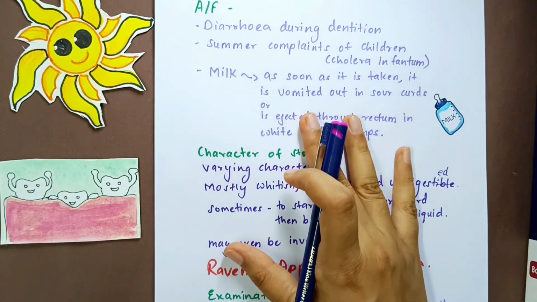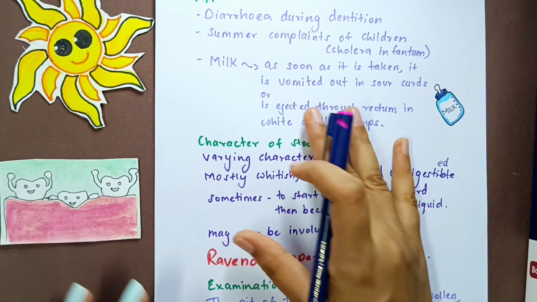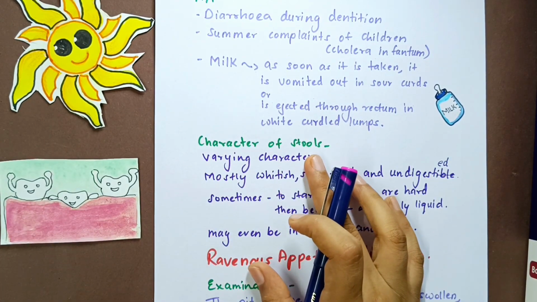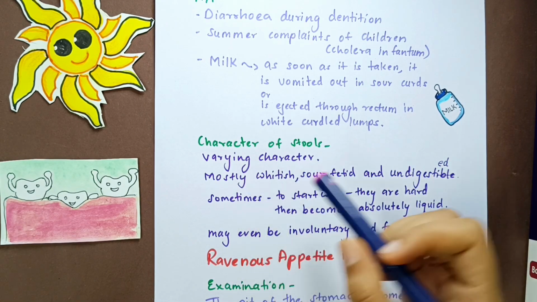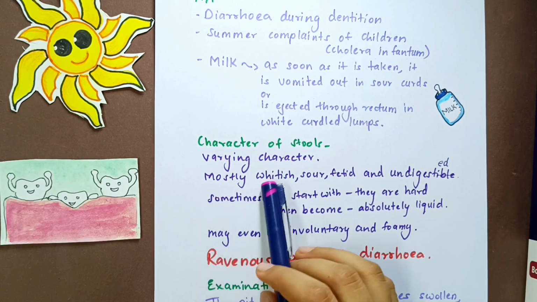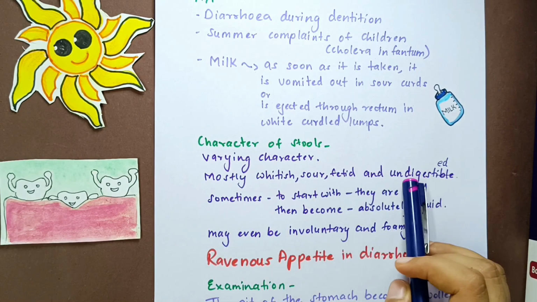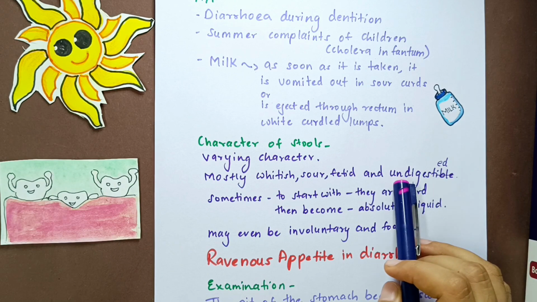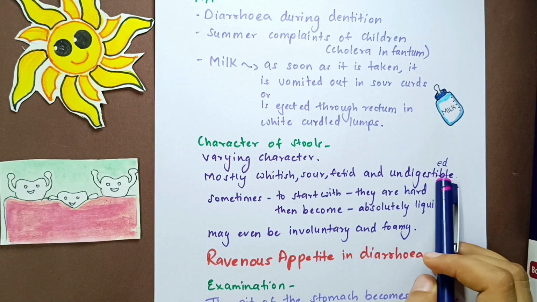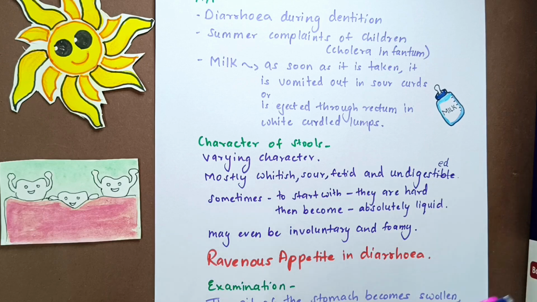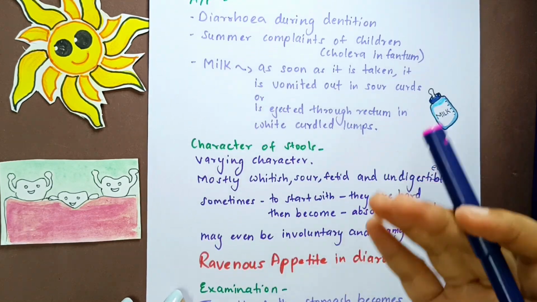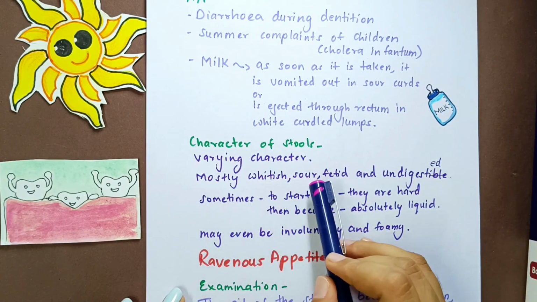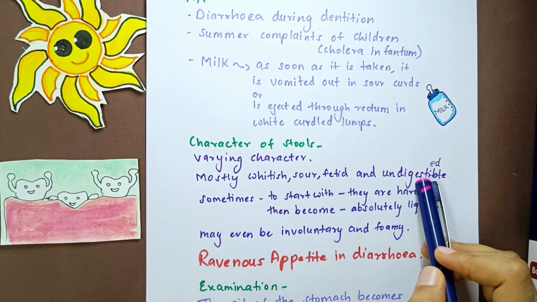Then let's go ahead and look at the character of stools. The stools are of varying character, first of all. It's not like only one kind of stool will be present. Mostly they're whitish, sour, fetid, and undigested. I made a mistake by writing undigestible stools, but no, it's undigested. So as we've seen, undigested food comes out through the anus in the form of stools.